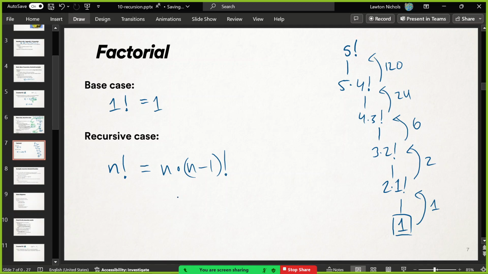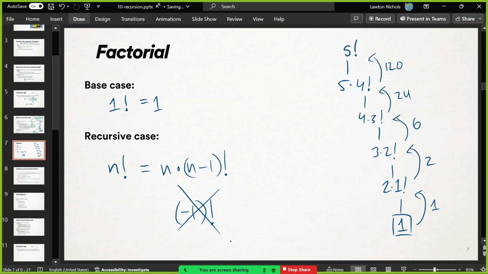This rule would not work for negative numbers. If you gave it this, it would just keep on going forever. Negative 2 factorial, negative 3 factorial, negative 4 factorial. We don't like that. Same with 0 factorial. It would never solve that. So you have to watch out for those. But any normal number is going to get the right answer.